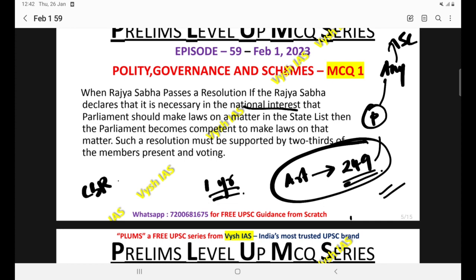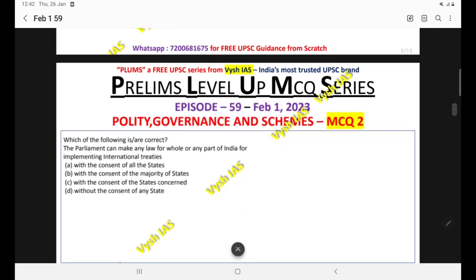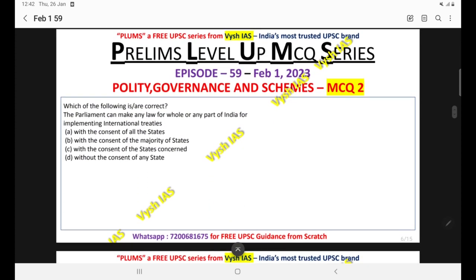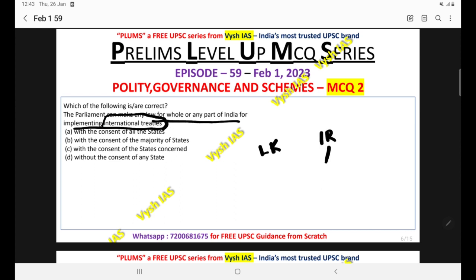Now come to the next question. The Parliament can make any law for the whole or any part of India for implementing international treaties. So this is also taken from Laxmikanth. Here the keyword is international treaties. Whenever you see international treaties, you have to remember that Parliament is the body involved in this. Otherwise, you can think about it logically also.